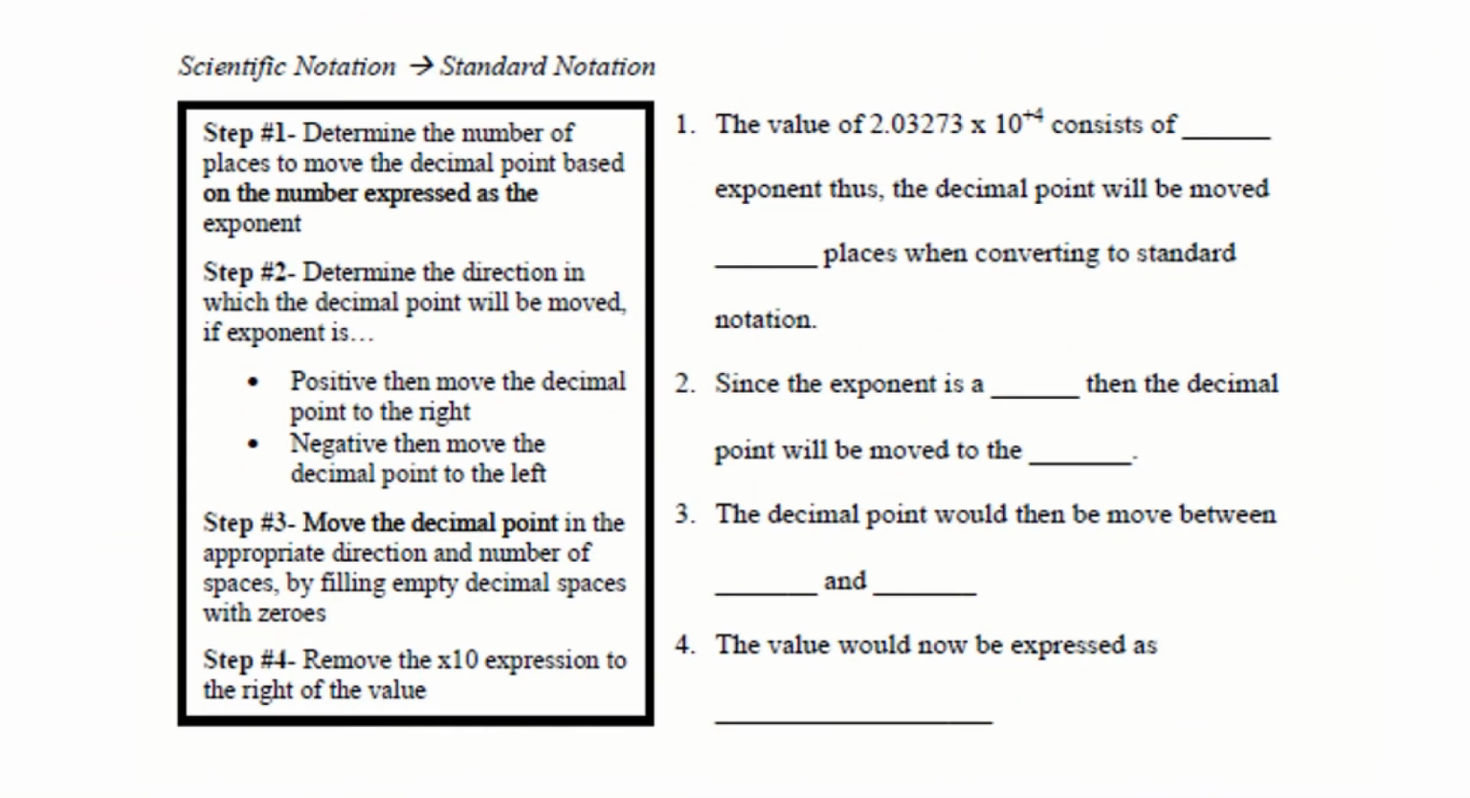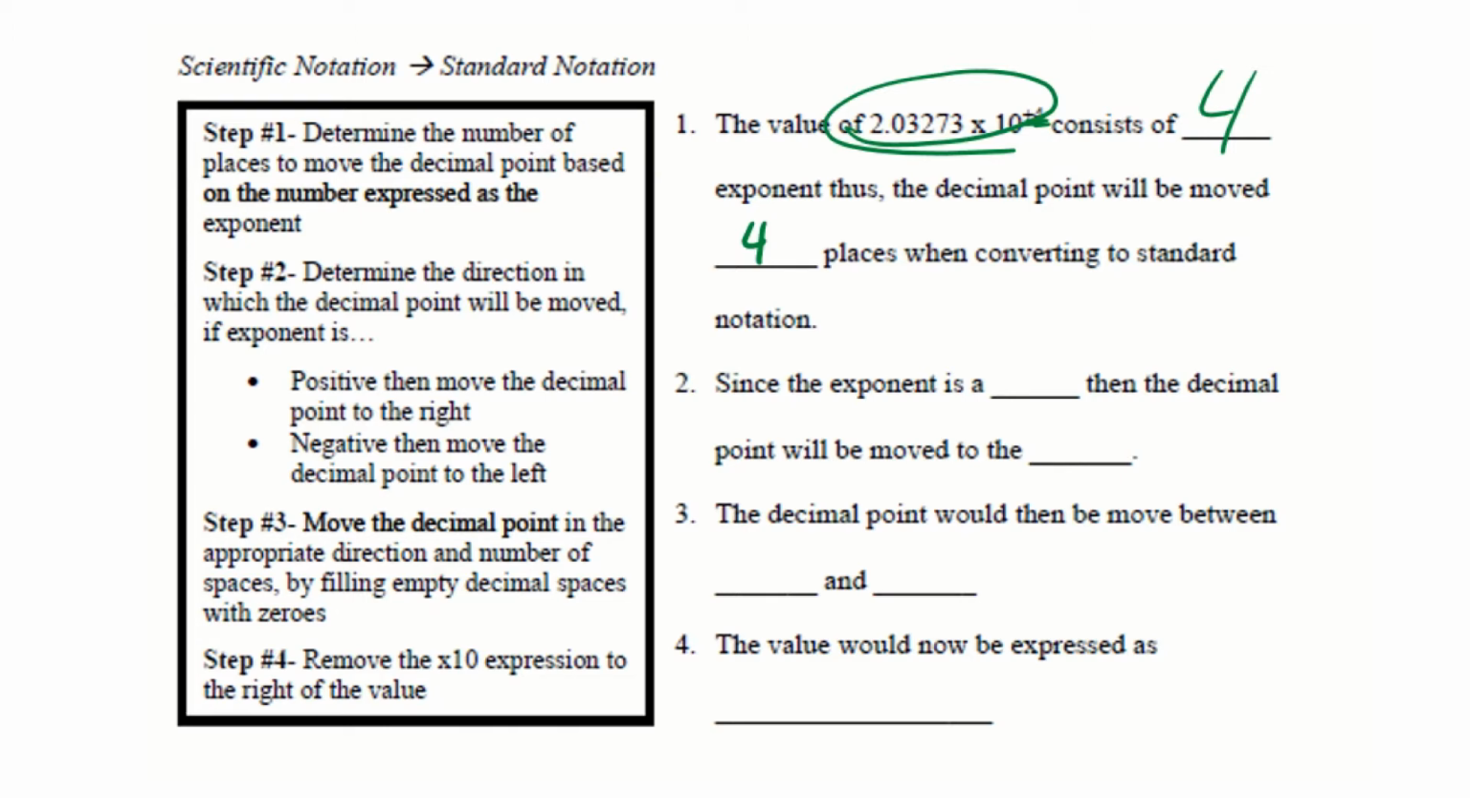Take a look at scientific notation to standard notation. So the first step is determine the number of places to move the decimal point based on the number expressed as the exponent. So when we are looking at this example in number 1, it's giving us this value. And if we look specifically, the exponent is a 4. It says the value consists of 4 exponent, thus the decimal point will be moved 4 places when converting to standard notation.